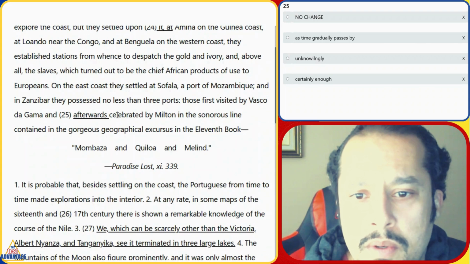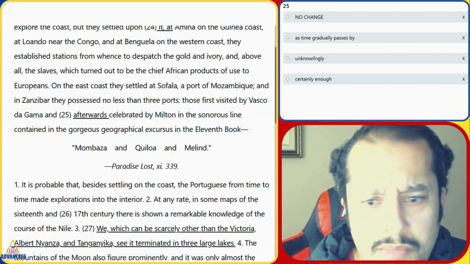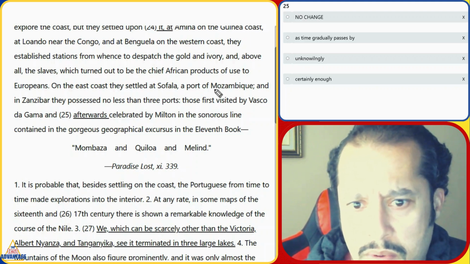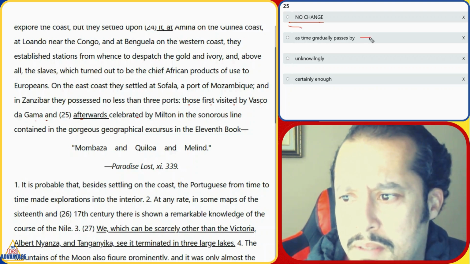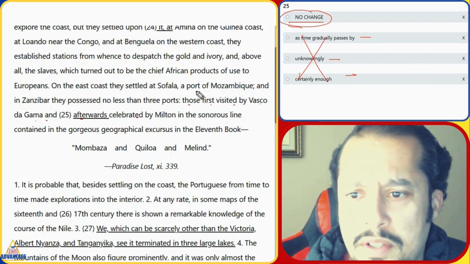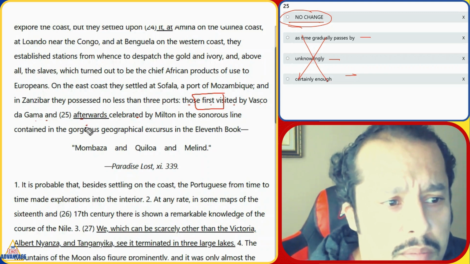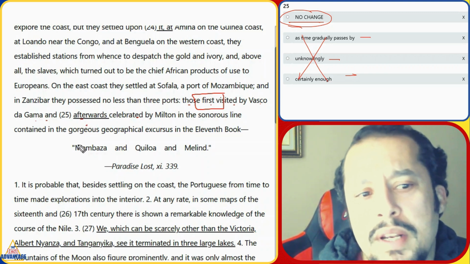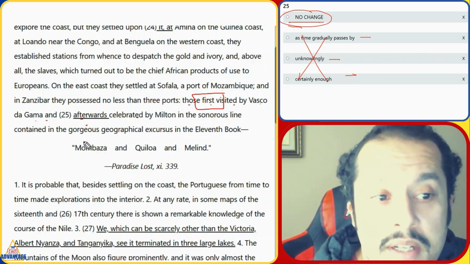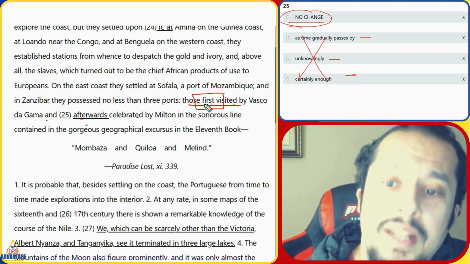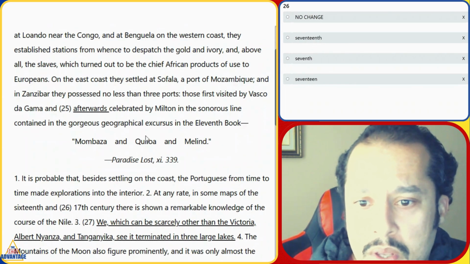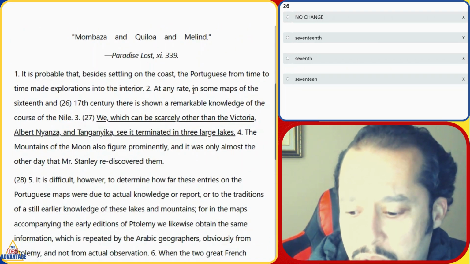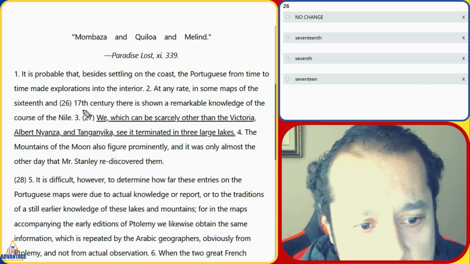Okay, so here I don't see a problem. Right, "they possess for those first visited by Vasco da Gama and afterwards celebrated." Okay, as time gradually passes, they first did something and then afterwards they celebrated. It indicates the ports mentioned were celebrated at a later time after they were first visited. So first visited and then they celebrated. So 25 is A-OK. Number 26. Where is number 26?